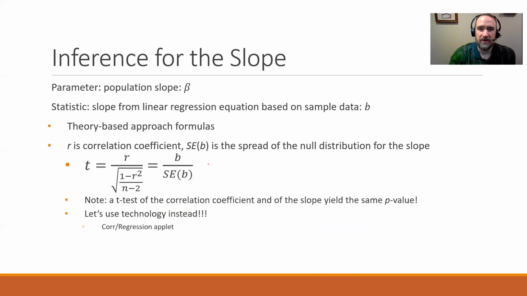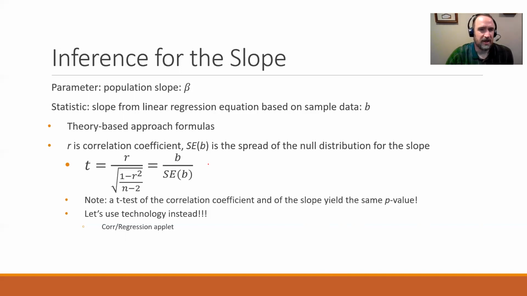But when we feel good about using a theory-based approach, then here are some of the details of what that implies. The parameter is the population slope, beta, and our statistic is the slope from the linear regression equation, that we symbolize with b in statistics. So y hat equals a plus bx, b is the slope. We have some theory-based approach formulas. I have one on the screen here for you to check out to calculate a t statistic.